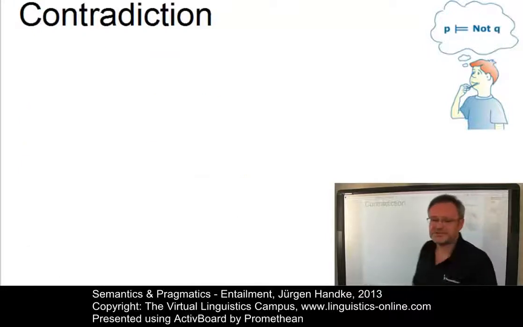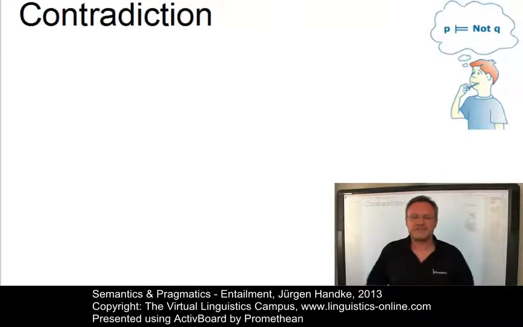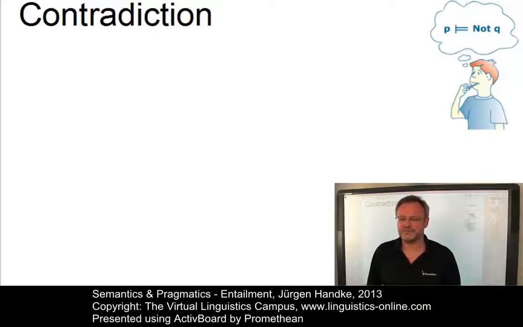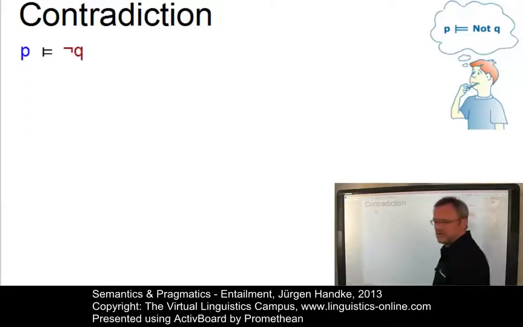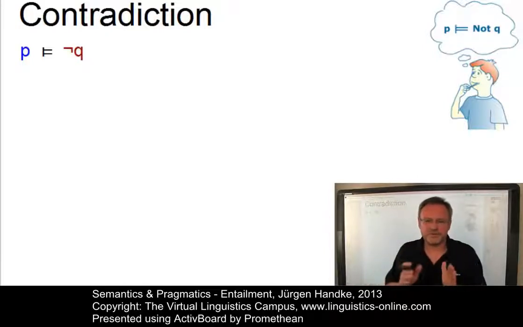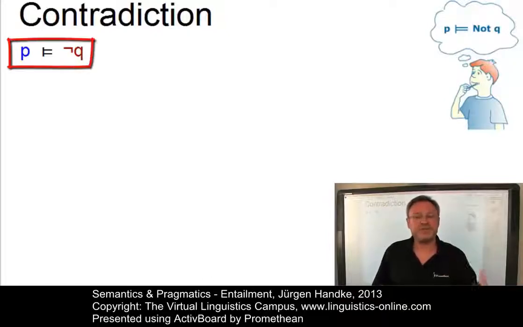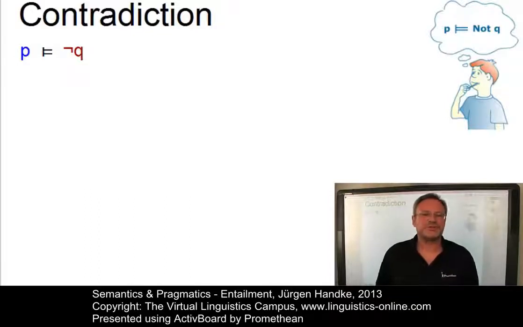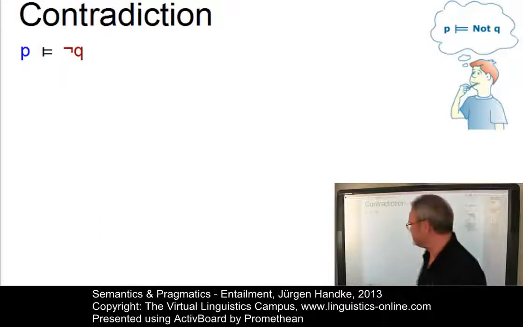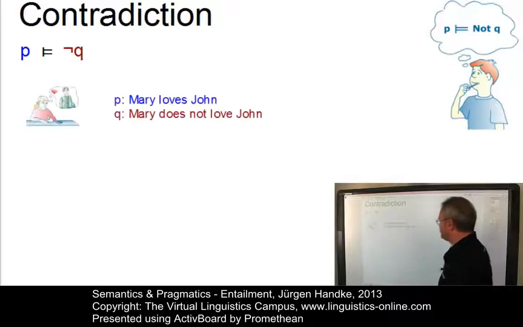Whereas paraphrase can be seen as some sort of sentence synonymy, contradiction, our next relation, realizes some sort of sentence antonymy. The relationship of contradiction holds if one proposition asserts the opposite of another. In terms of entailment, P entails not Q. Cases of contradiction in natural language typically involve negation, as in Mary loves John, which contradicts Mary does not love John.